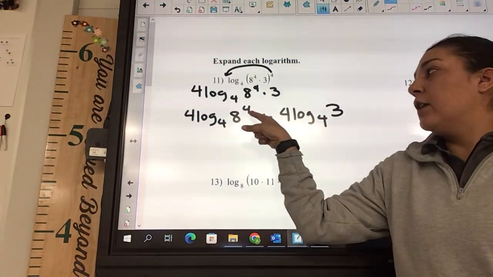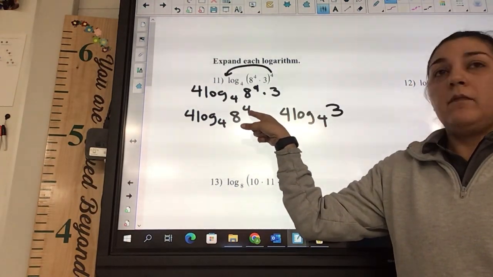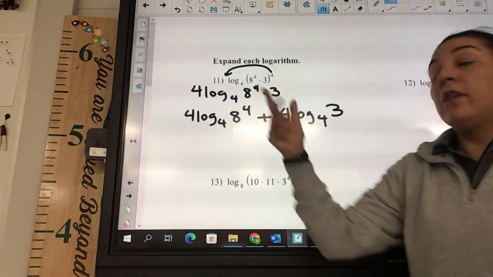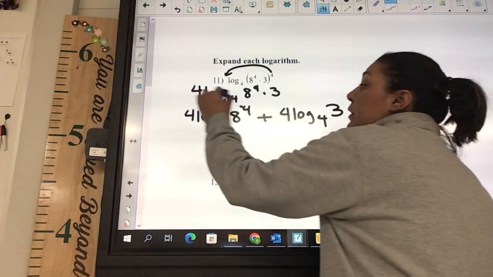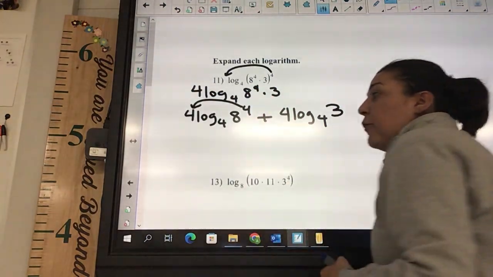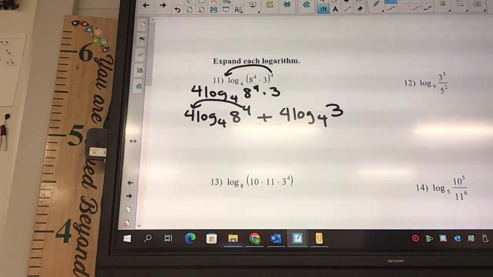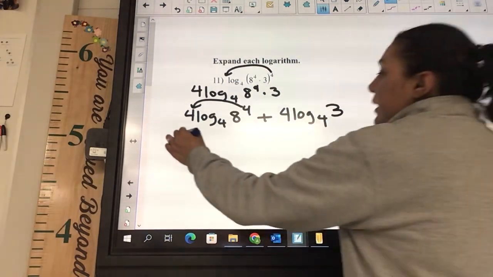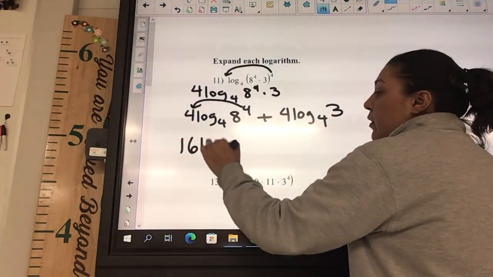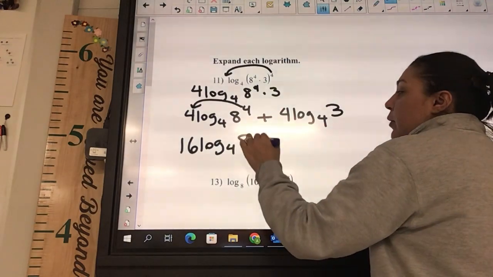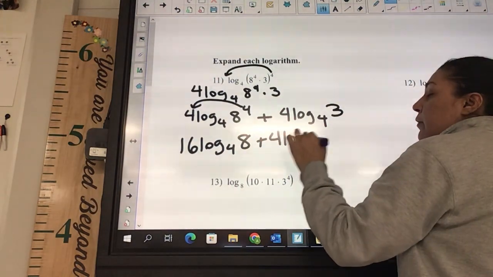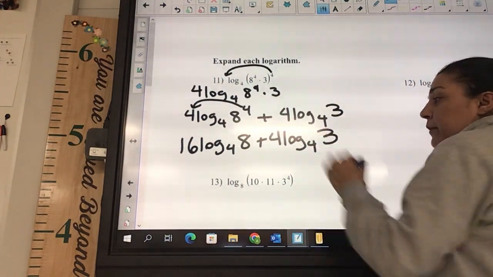Where does this 4 go? In front of the log. Okay, so now this one needs moved. And when you put that 4 with the other 4, it's really 2 big 4s. So 4 times 4. What is 4 times 4? 16. So this is going to look like 16 log 4 of 8 plus 4 log 4 of 3.